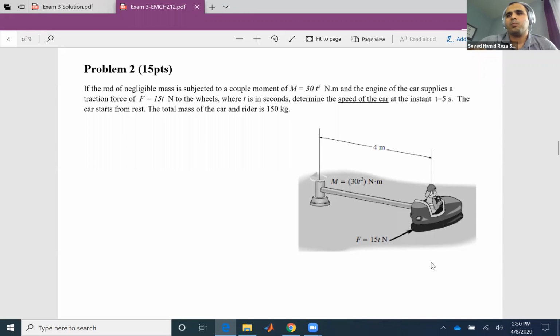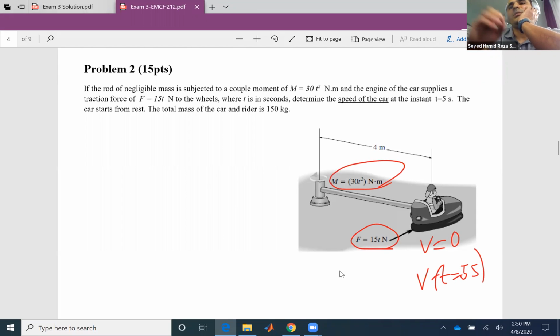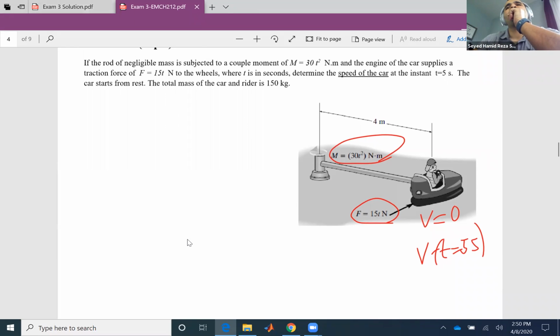So by looking at the problem, can you tell me what approach do we need to take? We have the initial velocity is 0. You want to find the velocity after 5 seconds. Velocity at 5 seconds. And we have the force and a moment here. Does anybody have any suggestions?